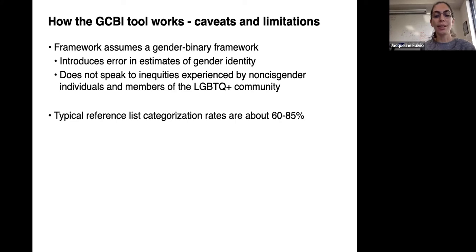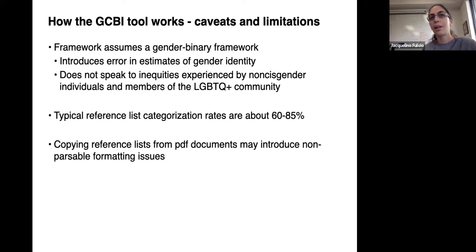Another important thing is that the framework assumes, as I mentioned earlier, that the first and last authors are the lead senior authors on the paper, and that may not always be the convention across domains. So in that case, there would need to be modifications to account for that.